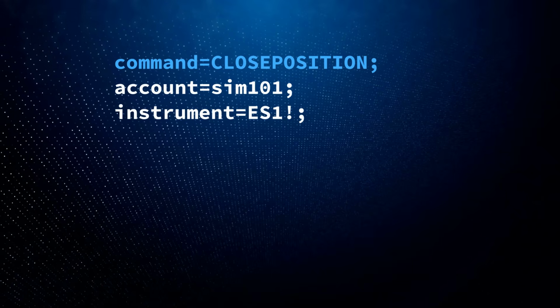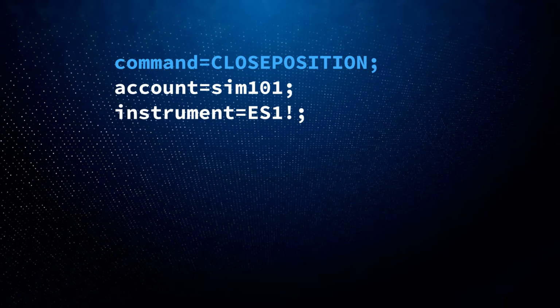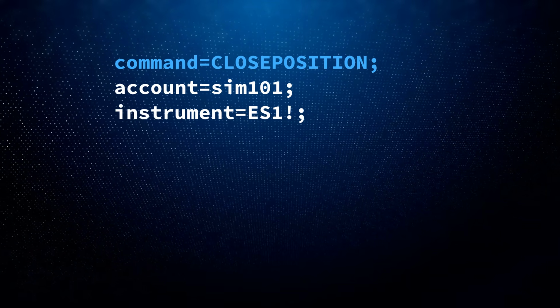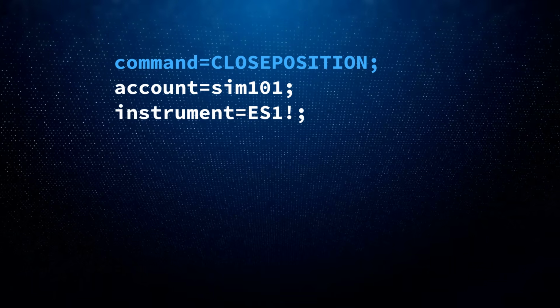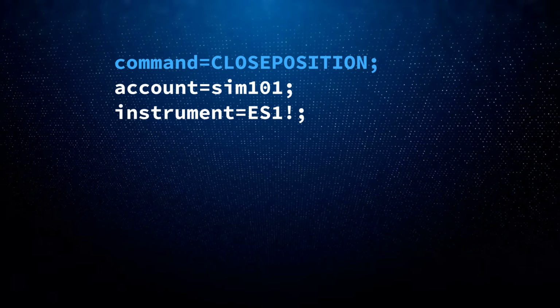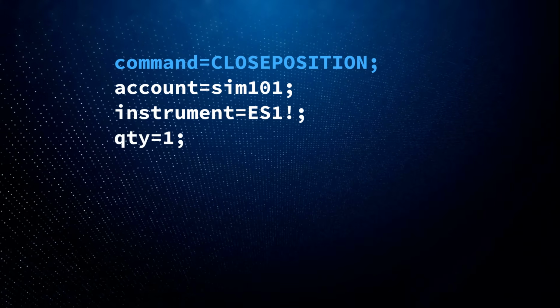Now that you understand placing orders, you'll also need to understand closing order commands. The basic command to close a position is, of course, the close position command. To use the close position command, you need to specify a minimum of the account and instrument. We have since expanded the basic functionality to give you more control and specify the quantity, which enables the ability to scale out of a position.